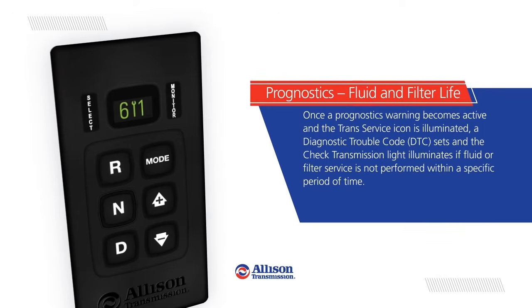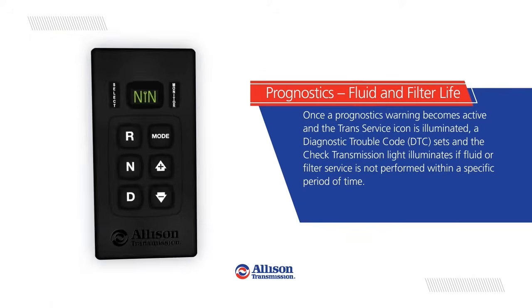Once a prognostics warning becomes active and the trans service icon is illuminated, a Diagnostic Trouble Code, a DTC, sets and the check transmission light illuminates if fluid or filter service is not performed within a specific period of time.